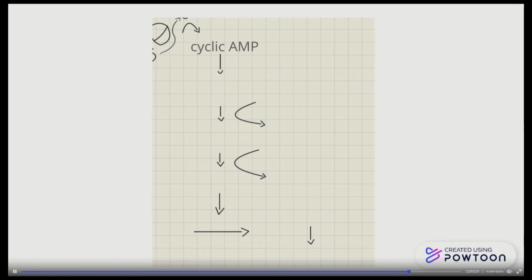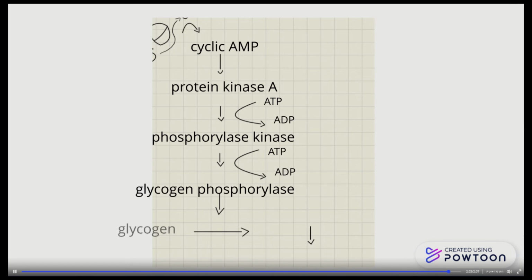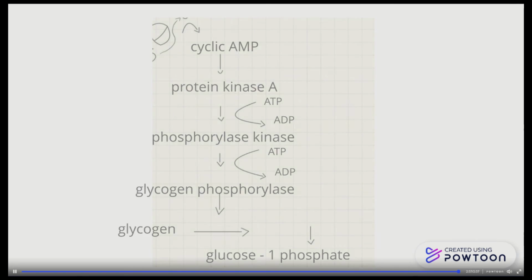Cyclic AMP is converted to protein kinase A, which is then converted to phosphorylase kinase, which is then converted to glycogen phosphorylase, which breaks glycogen into glucose and phosphate, and ATP is converted to ADP twice.